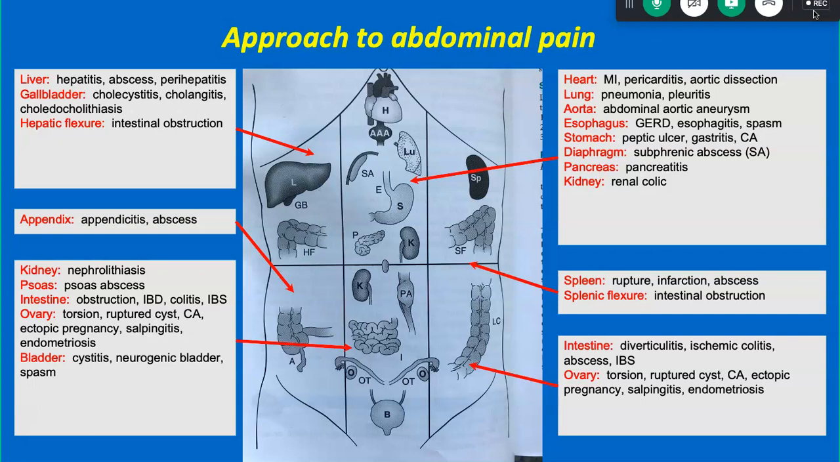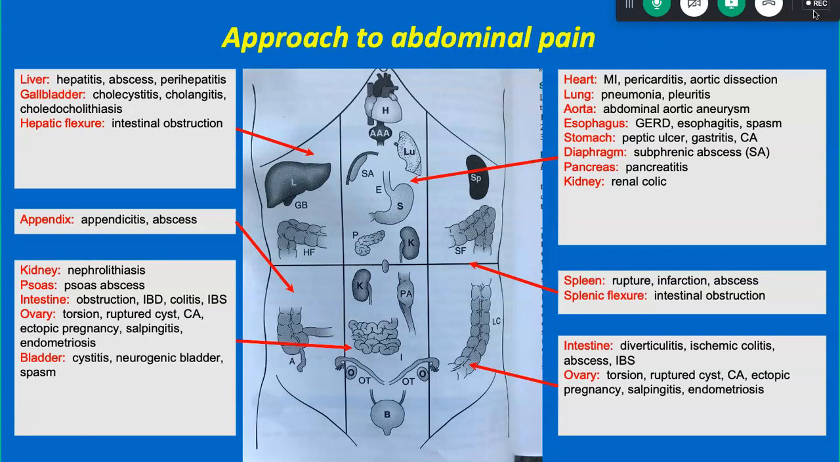When we think about the left lower quadrant, we can think about the appendix mostly. I'm sorry, the right lower quadrant. And then when we think about the region below the umbilicus, this is considered the hypogastric or the suprapubic area. There may be several organs that we need to consider. So there's a kidney, the psoas muscle, intestines, of course, the ovaries and uterus, and the bladder. Now, when we move over to the left lower quadrant, we're going to think about the ovaries and the intestine.